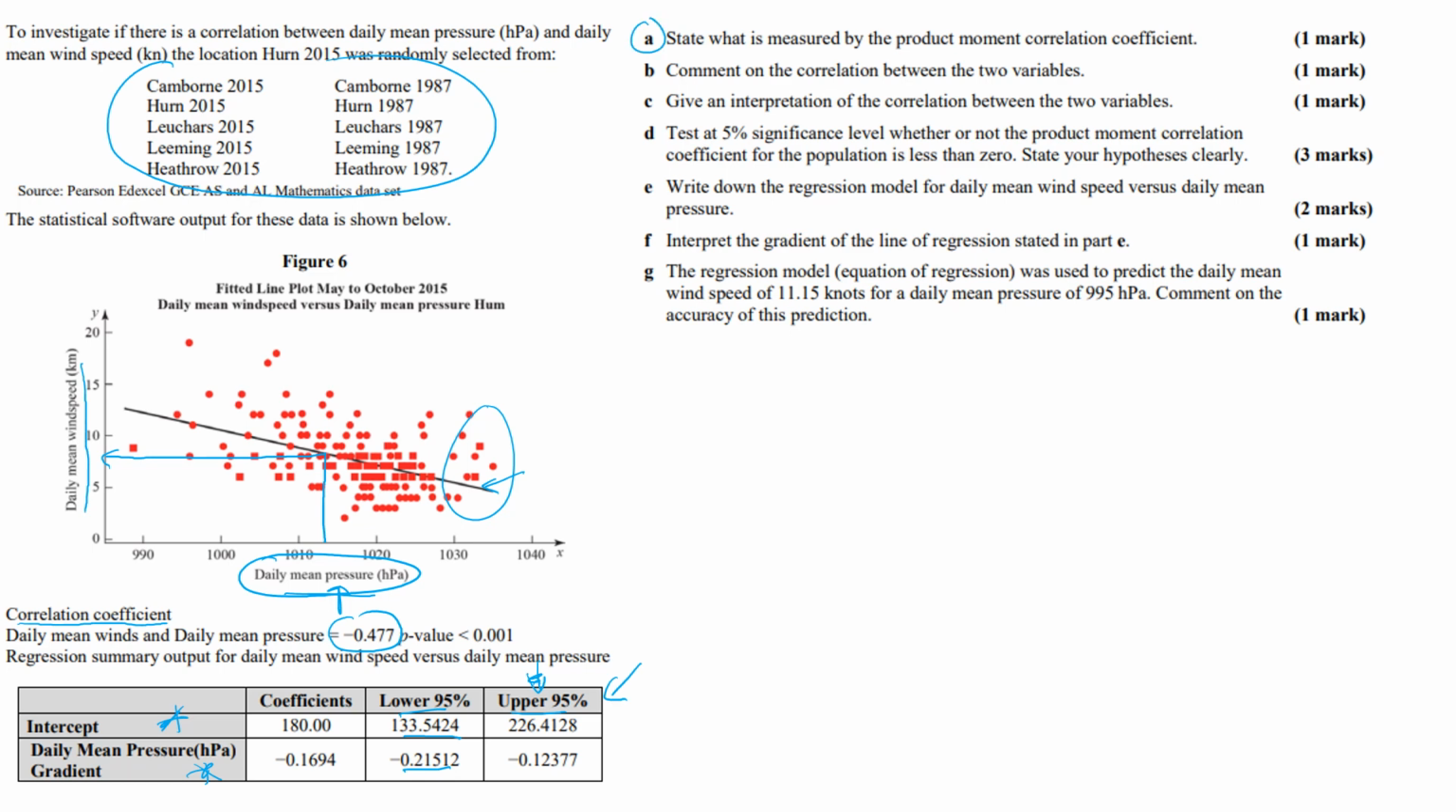In part A, we're being asked to state what is measured by the product moment correlation coefficient. That is just the linear association between the two variables. So when you're asked to state something, that is exam speak that you can just write it down. That's just something that you can learn. In part B, we're asked to comment. So when you're asked to comment, you just say what you see. And what sort of correlation do we have?